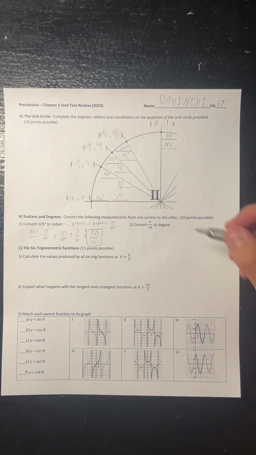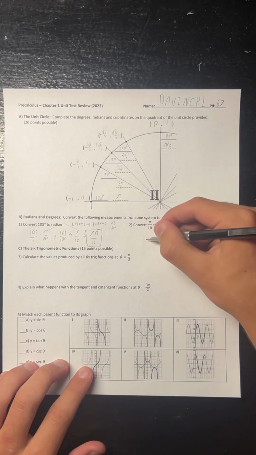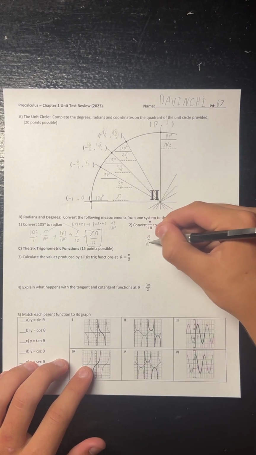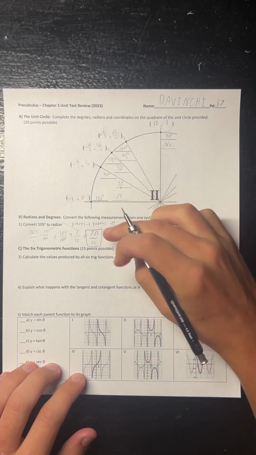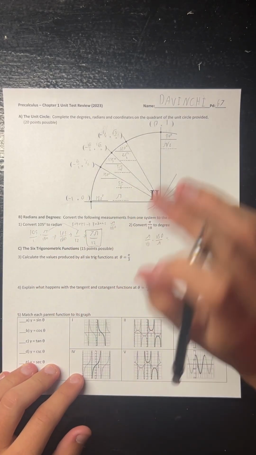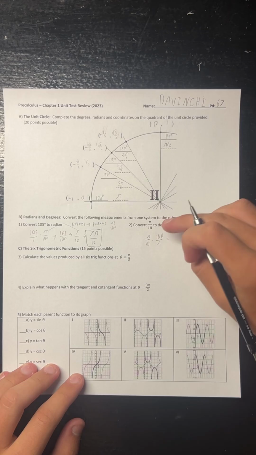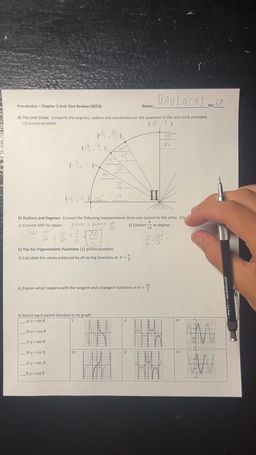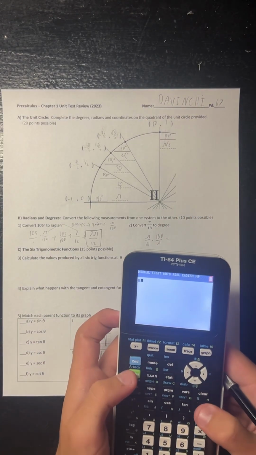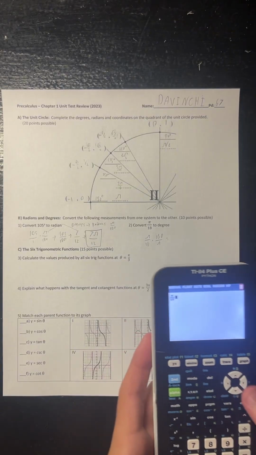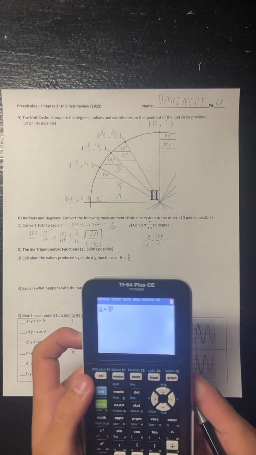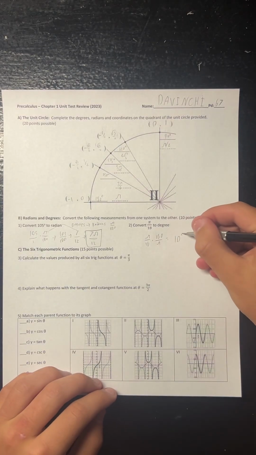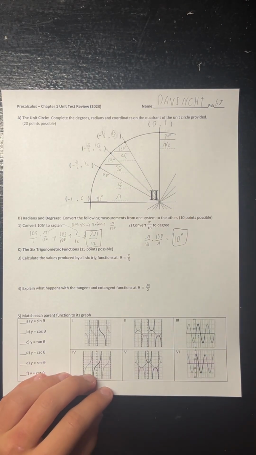Now convert pi over 18 to degrees. This is much easier. It's pi over 18 times 180 over pi. So when you go from degrees to radians, it's pi over 180, and radians to degrees, 180 over pi. So we go pi over 18 times 180 over pi. We get 10 degrees. And that's how to convert.